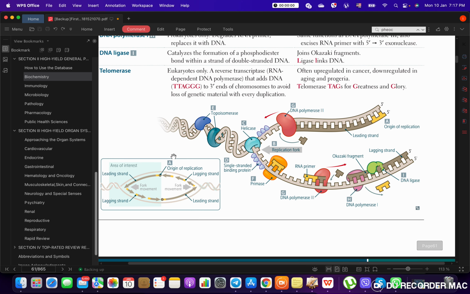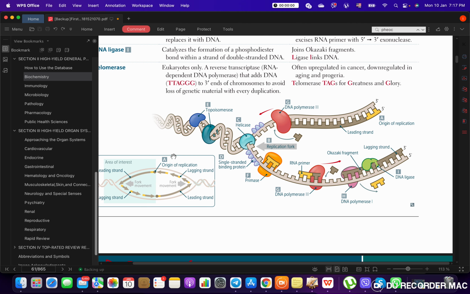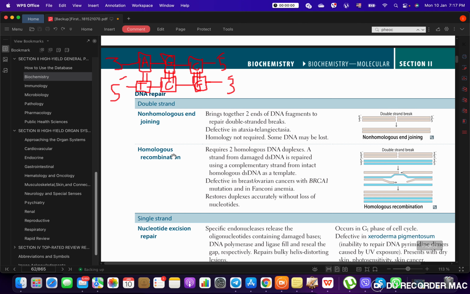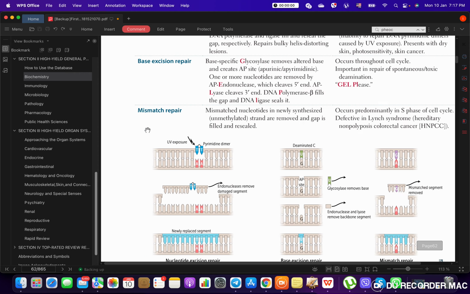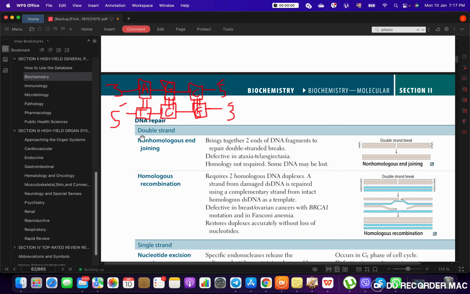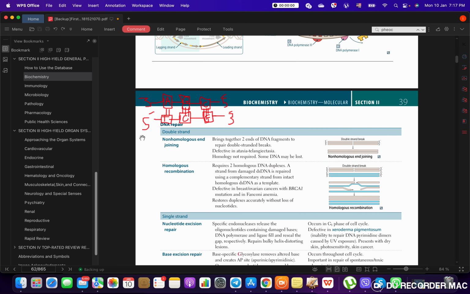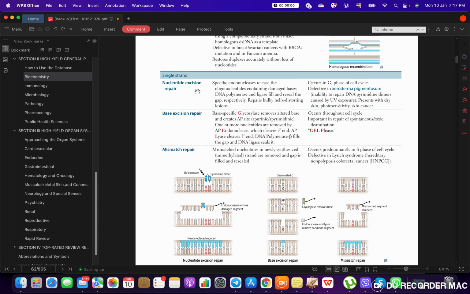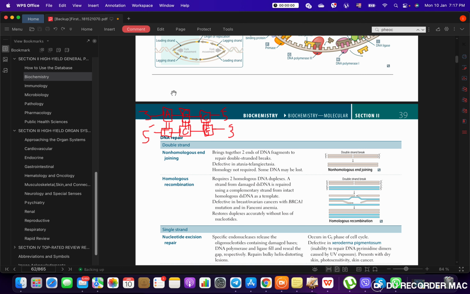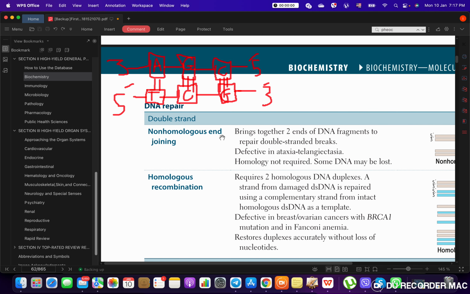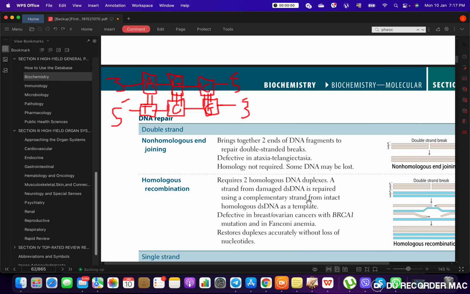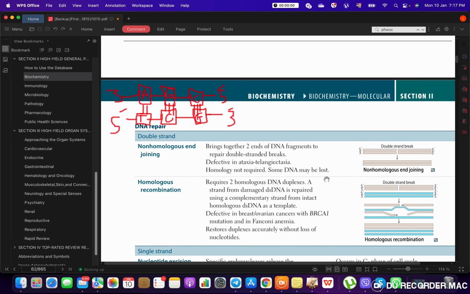Yesterday, we replicated the DNA. We had one strand and we made 2 strands out of it. Today, we are going to see which mistakes can occur during this process and how we can fix them. So we have double-stranded fixing and single-stranded fixing. Starting with the double-stranded fixing, non-homologous end joining, okay? So what's up with this?